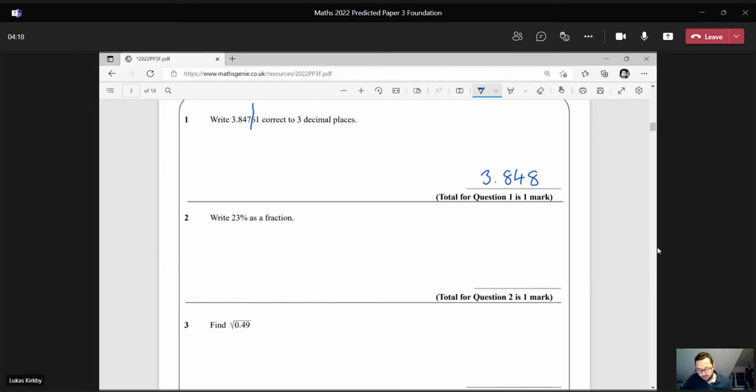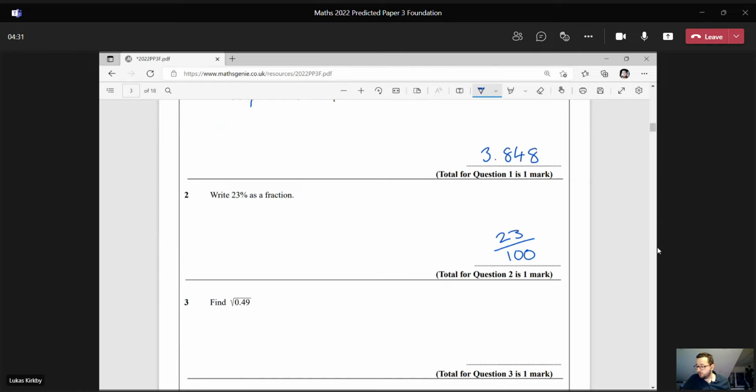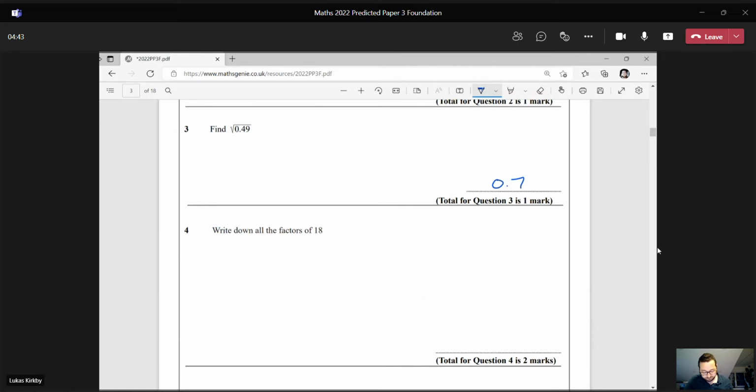Number 2 says write 23% as a fraction. Well, percent is always out of 100, so this is 23 out of 100. And question 3 says find the square root of 0.49. Well, again, we have a calculator, so type that in your calculator, press equals, and you should get 0.7. Okay, so a couple of straightforward questions to start.